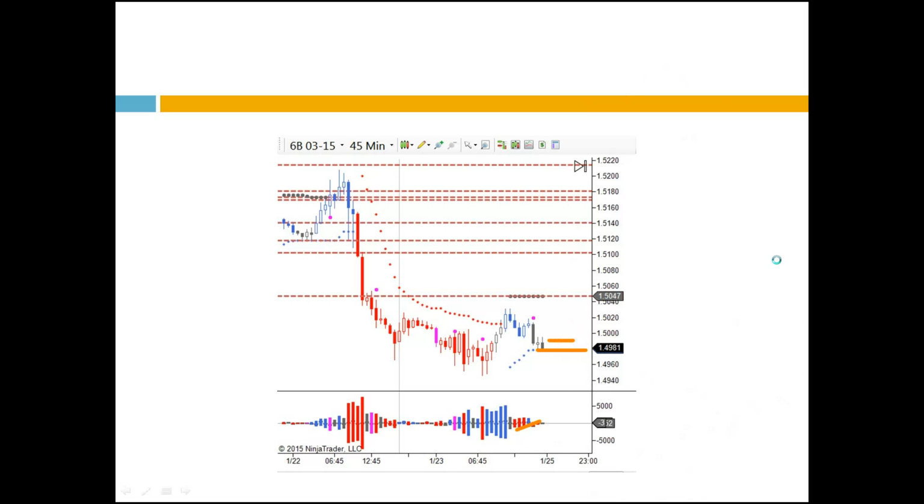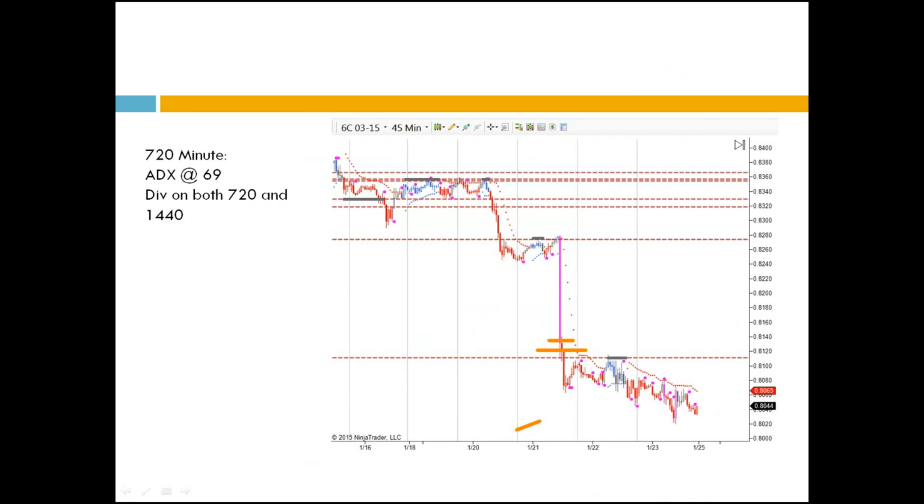All right, let's go to the next one, the Canadian. Now, here's the Canadian, and these are the important notes over here that I really take into consideration. The 720-minute chart ADX is at 69, okay? That means it is oversold, okay? If it's oversold, what's going to happen, okay? It's going to go up. There's also volume divergence already been registering on both the 720-minute and the 1440-minute, okay? So that tells me that this potentially will go up, okay?